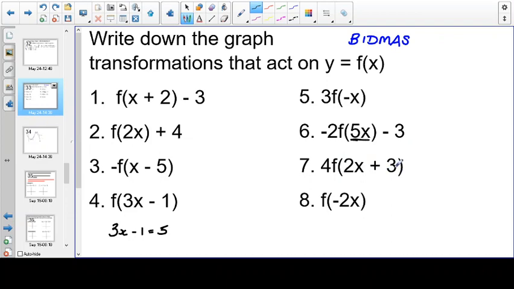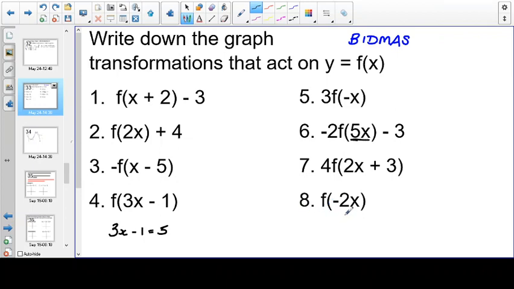This one, 2 things inside the bracket. So again, like number 4, this is going to happen first. So it's going to be a translation left 3, followed by a stretch, scale factor 1/2 in the x direction, followed by a stretch, scale factor 4 in the y direction. And then the last one, again, you've got brackets. Again, you've got 2 things that are multiplied, so it doesn't actually matter which way round you did it. Stretch, scale factor 1/2 in the x direction and a reflection in the y-axis. Wouldn't matter which way around you did it.